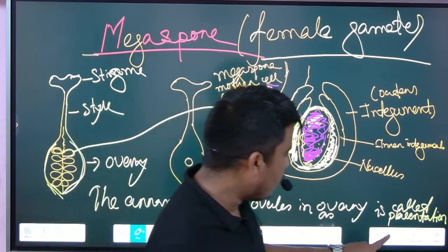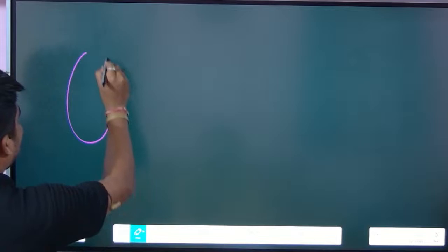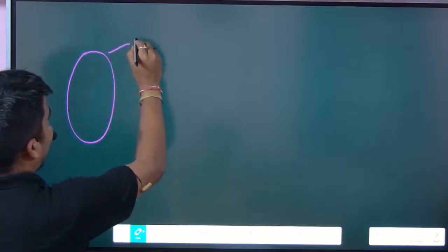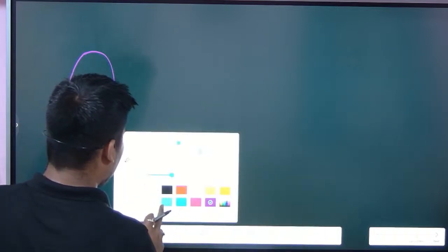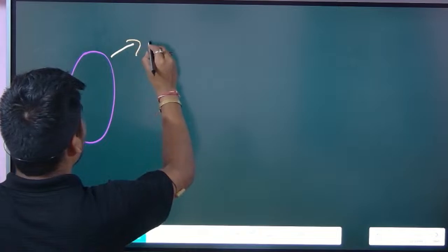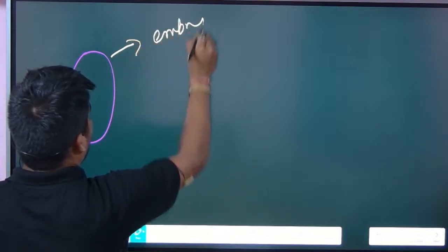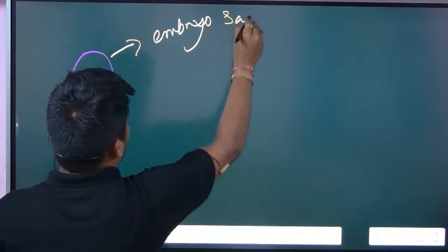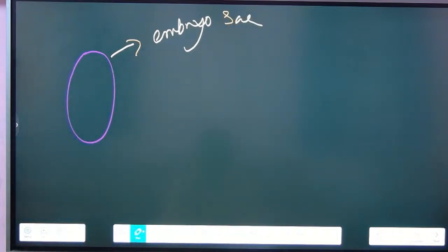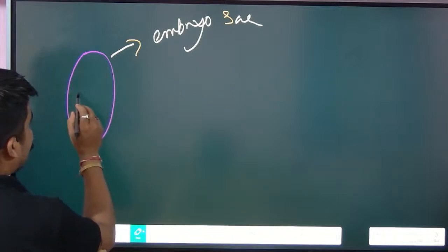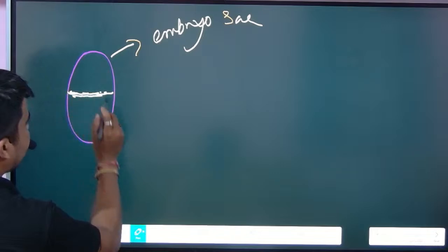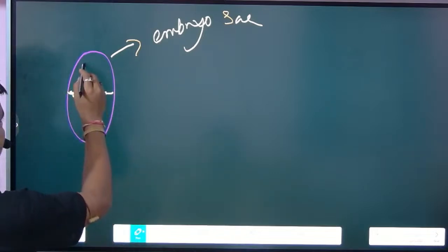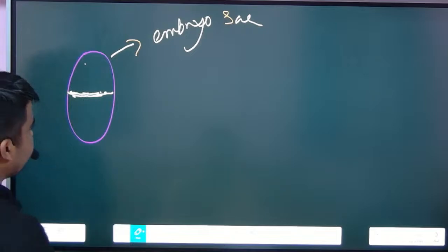So if you look at this picture, this is only the embryo sac. Let's move to this portion and choose another color. We are drawing only the embryo sac, nothing more than that. It is composed of sporogenous tissue, which is made by the megaspore mother cell, MMC.